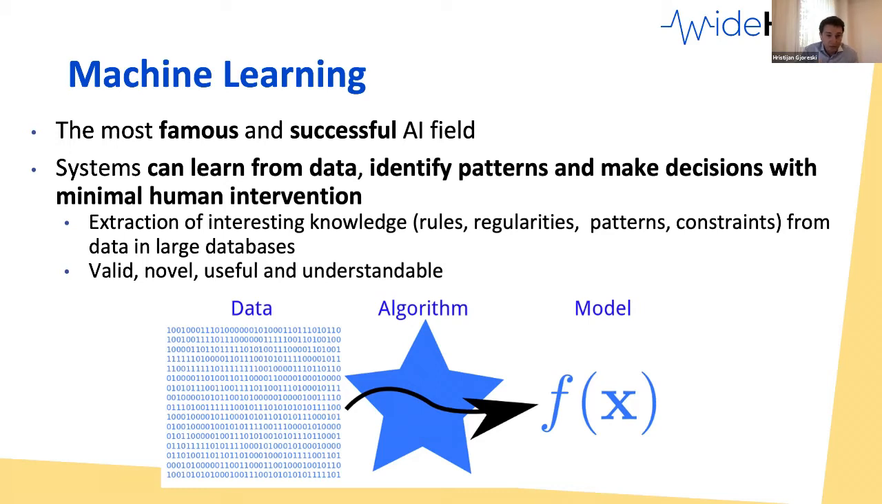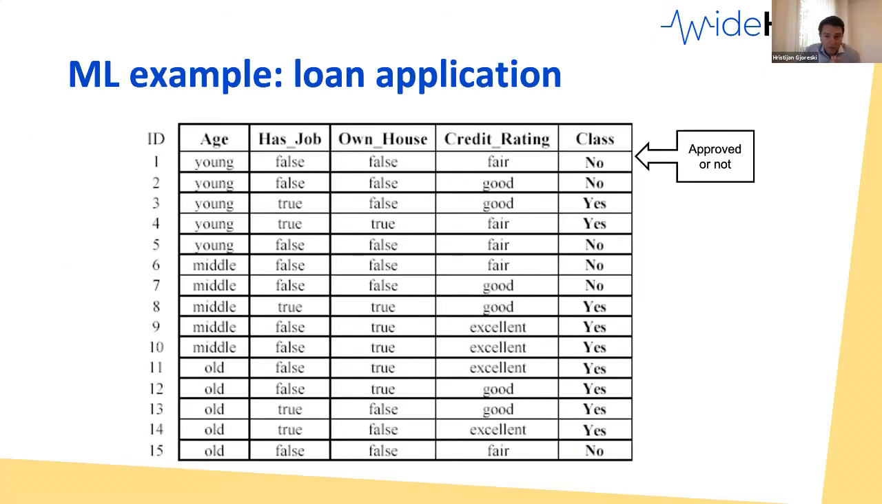So the model should be valid, should be novel, should be useful, and to some extent, let's say, understandable. So at least to understand the decisions that, I don't know, it says this kind of activity or that kind of activity. So the idea is how to create these machine learning models out of data.